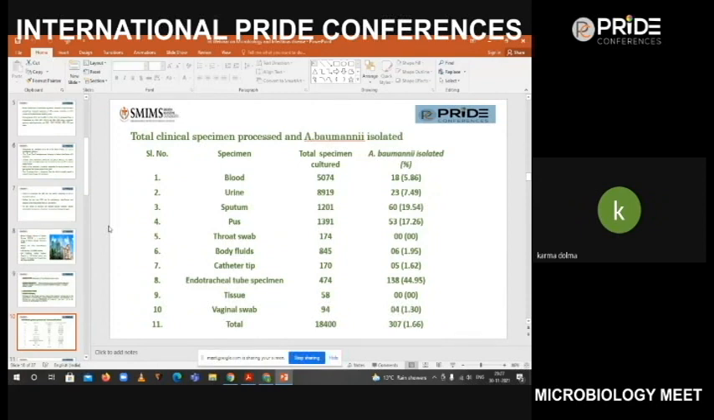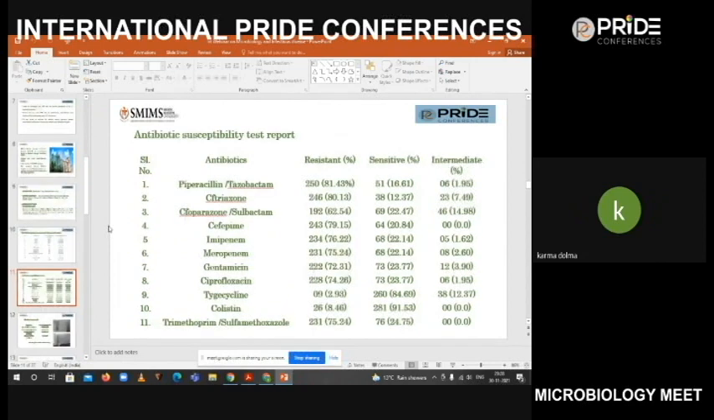So what we see is that the total clinical specimens received over a period of 1 year were 18,400, out of which A. baumannii was isolated in 44 percent. Around 45% of A. baumannii was isolated from endotracheal specimens, and around 19% from sputum. Coming to the antibiotic susceptibility pattern, we see a wide range of resistance in almost all groups of drugs except tigecycline, which exhibited only around 3% resistance, and colistin, around 8%.